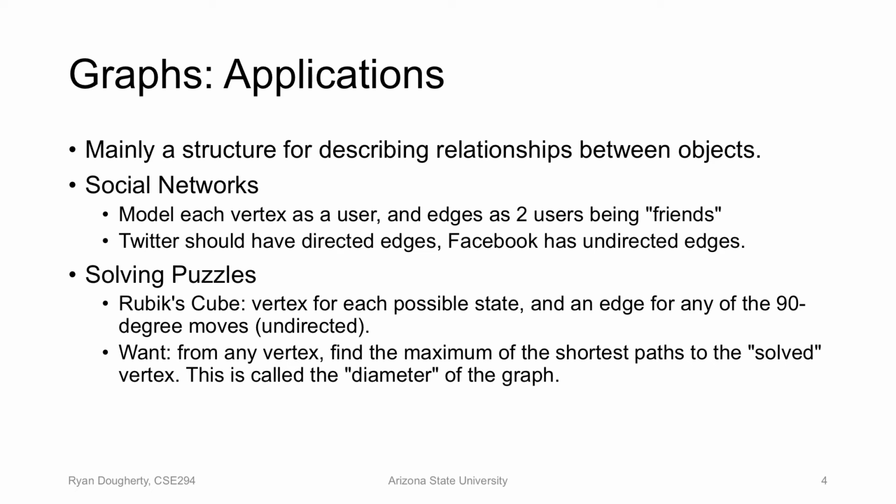And then I want to know what are, in a sense, the hardest configurations of the Rubik's Cube, which means what is the longest of these shortest paths, right? So in a sense, these are the configurations which take the longest number of moves to solve. And this is what is called the diameter of the graph. So among all shortest paths between all vertices, give me the length of the longest one. So that's what's called the diameter.